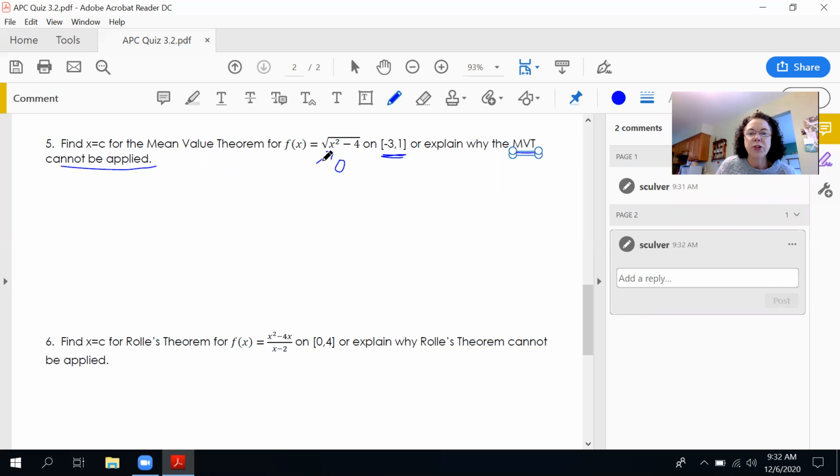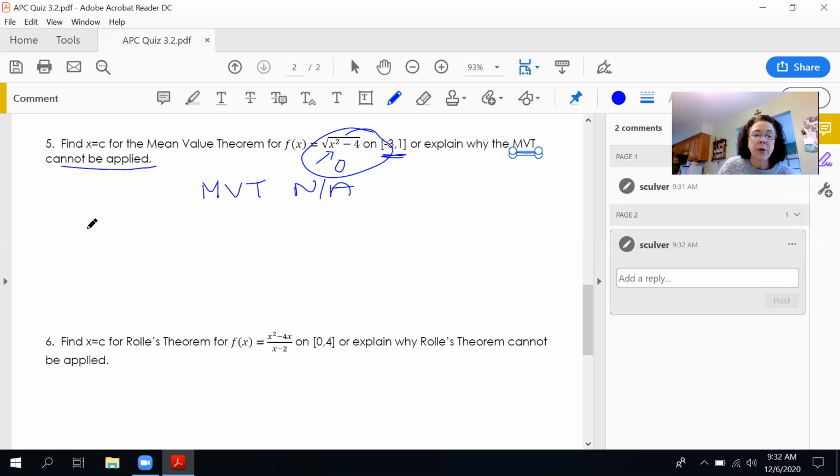So this function just at 0 is discontinuous, and that's good enough for me to say that the MVT cannot be applied here, because 0 is included in -3 to 1, and this function is not continuous there.